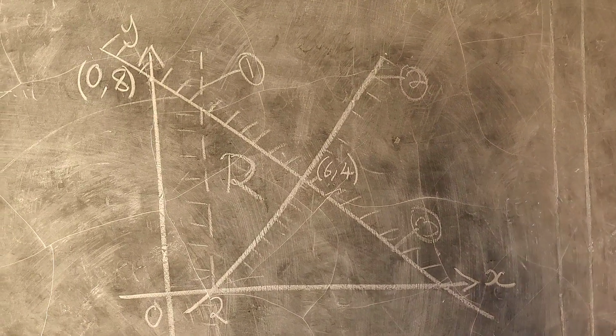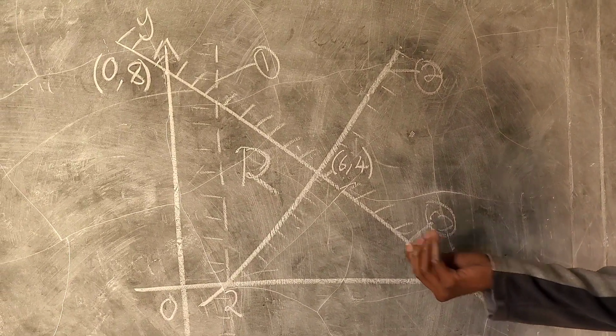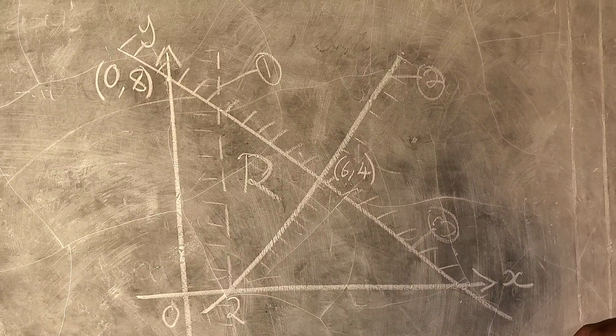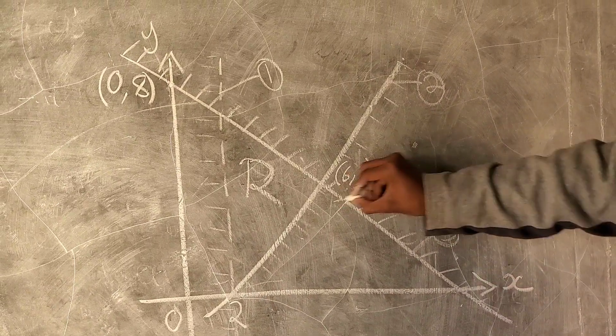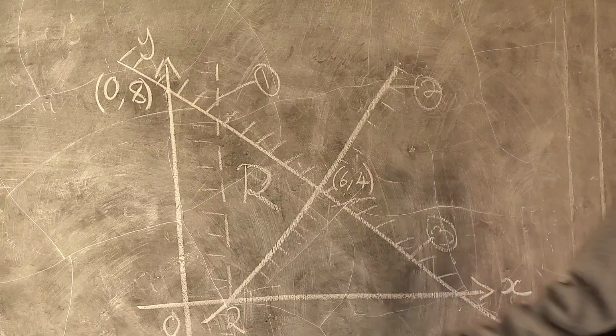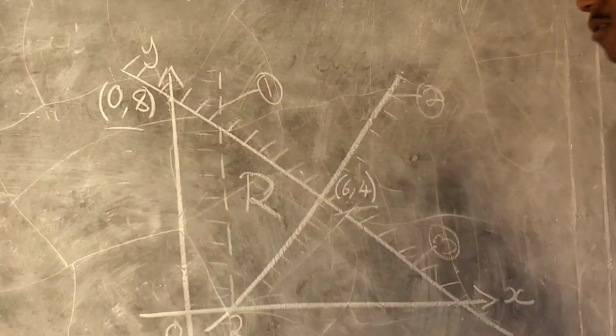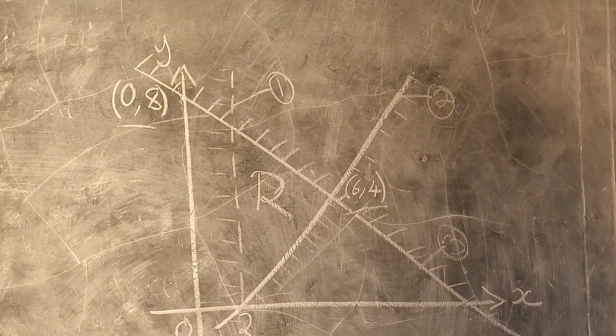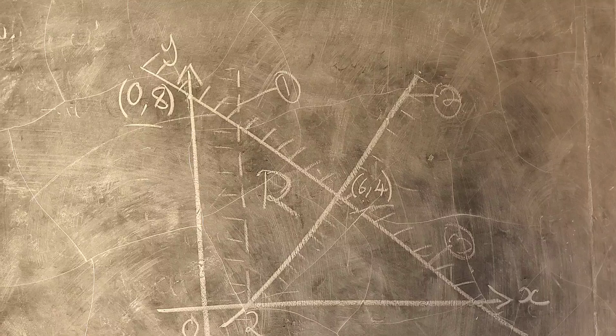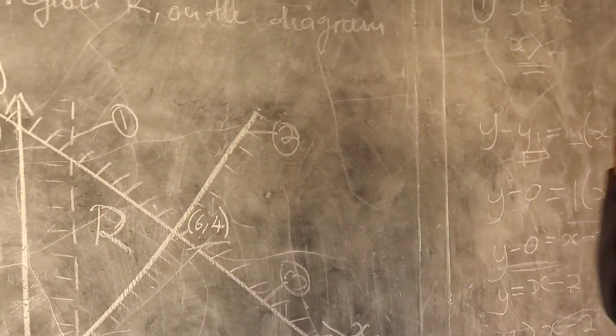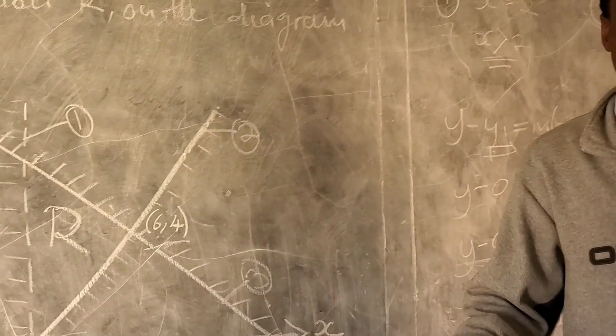So we now go to line 3. Our line 3 is this one here. So what coordinates do we have? We have 6, 4, and we also have 0, 8. So now, like I said at first, we are supposed to go find the gradient. Let us go find the gradient now.